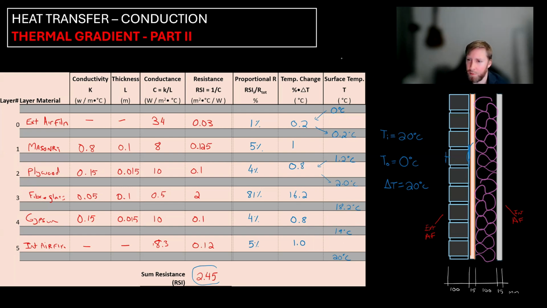And what this represents is the temperature of the inner and outer side of each layer. So for instance, the inner side of the masonry is at 1.2 and the exterior side is at 0.2. And we can mark all of these onto a plot, and then we can determine what the temperature gradient through this wall system is. So I'm going to pause this here, and then I'm going to come to a new slide, and we're actually going to draw the thermal gradient onto this wall system.